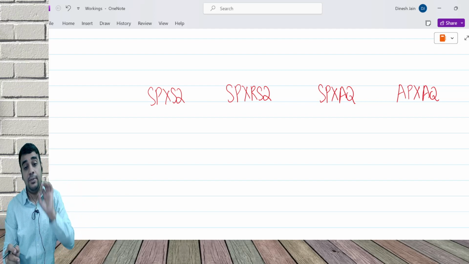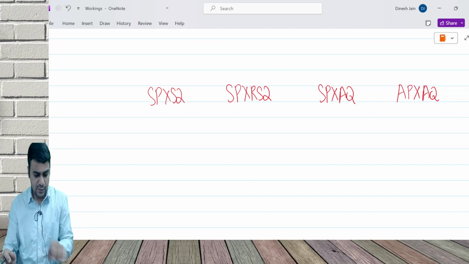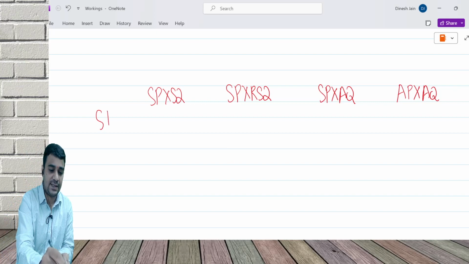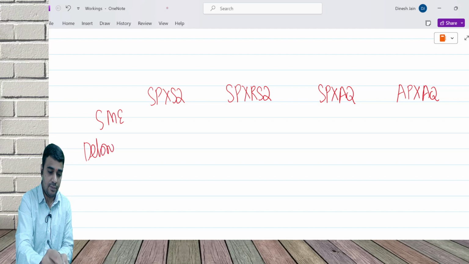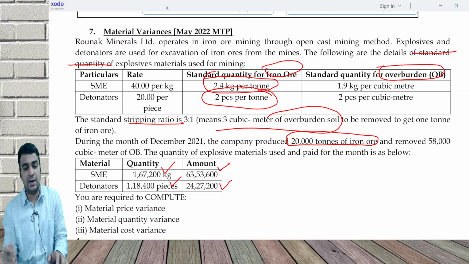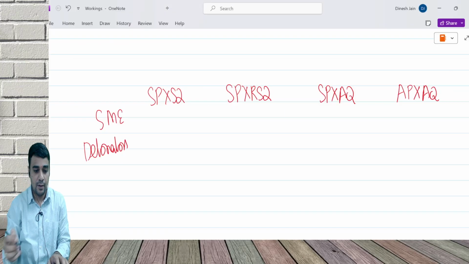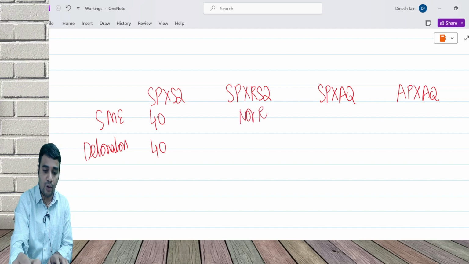What are the raw materials? Give me the raw material name. Explosive, they said use some SME. Okay, that explosive is called SME. I don't know the short name, maybe SME could be special mining explosive. SME and detonators are the two raw materials. What's the standard price given in the question? 40 and 20. Not required. I'm not filling this, but I'll show it in the end.